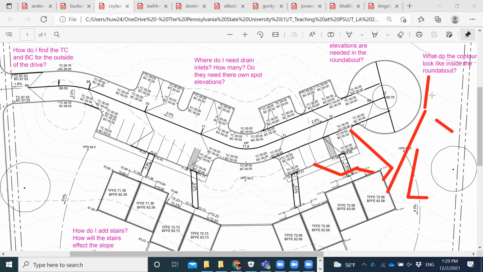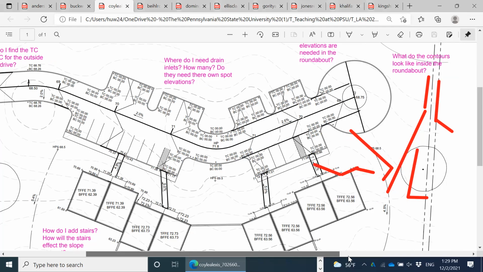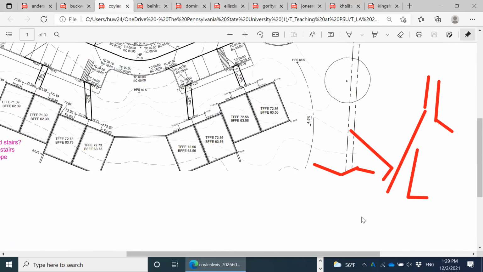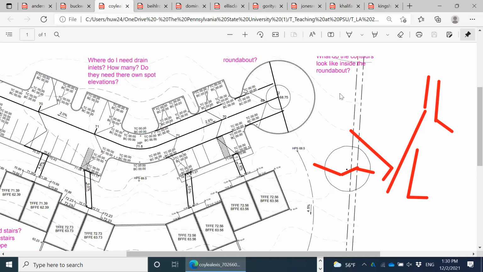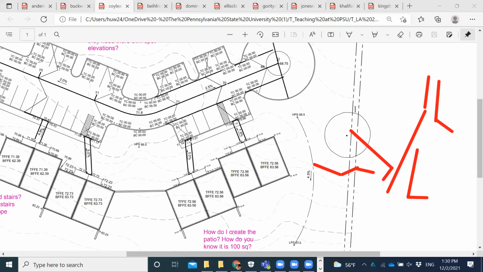Let's see. I don't know which one is 69, 68. Did you label that one? Okay. Yeah. 5, 6, 7, 8. This is 9. Okay. That's 7, right? Okay. If this is 7, this is 7.